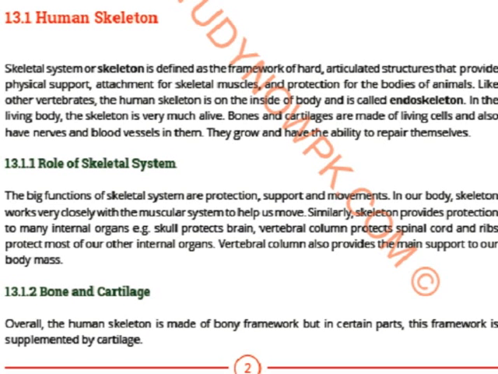Human skeleton is defined as the framework of the hard articulated structures that provide physical support, and they protect the body also. In humans, they have endoskeleton, and all the bones and the cartilages are made up of living cells. They have nerves, they have blood vessels, and they also have the ability to repair themselves, because after a bone is fractured, it can repair itself.